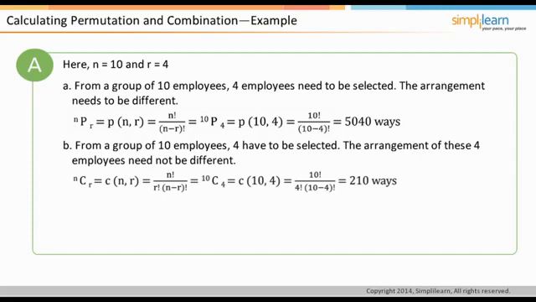Let us now consider the second condition. From a group of 10 employees, 4 employees need to be selected. The arrangement of employees need not be different. Using the combination formula, nCr equals C of n and r equals n factorial divided by r factorial multiplied by n minus r factorial. 10C4 equals C of 10 and 4 equals 10 factorial divided by 4 factorial multiplied by 10 minus 4 factorial equals 210. Therefore, the 4 employees can be selected from a group of 10 employees in 210 different ways.